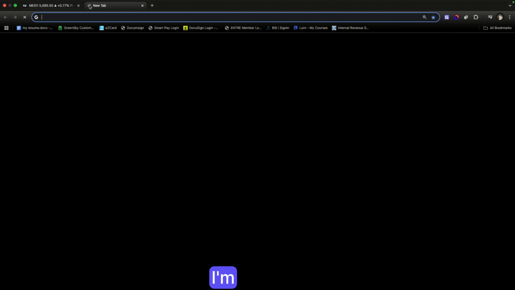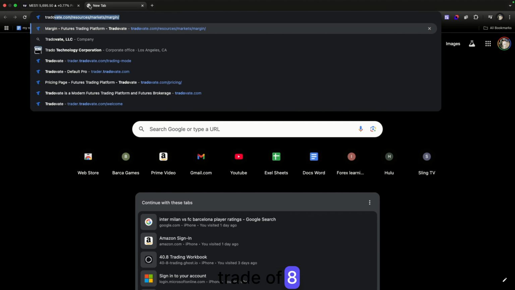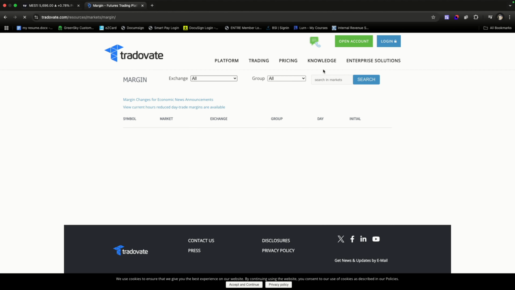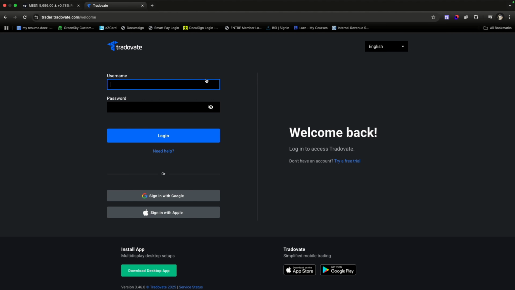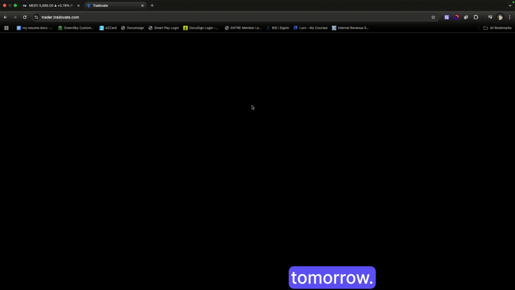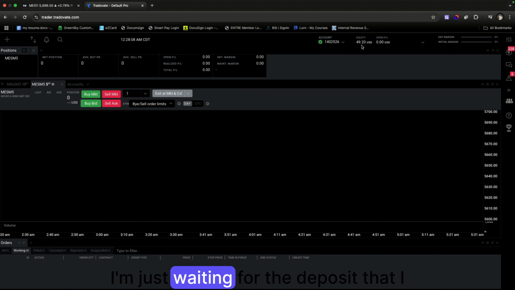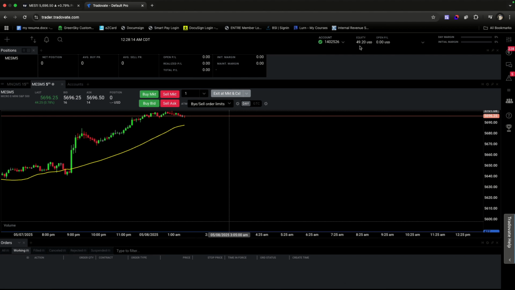I'm actually trading on Tradovate with my live account. Not doing the best on the live account. That comes with a whole other side of the trading psychology that I'm still working through. But I'm in the markets tomorrow trying to catch some trades on the live account and see what we can do. Right now, I'm below margin. I'm just waiting for the deposit that I put in to hit so I can be back in the live markets again.